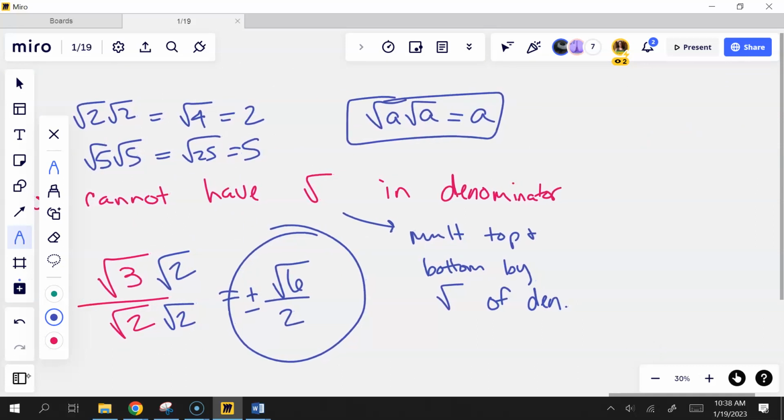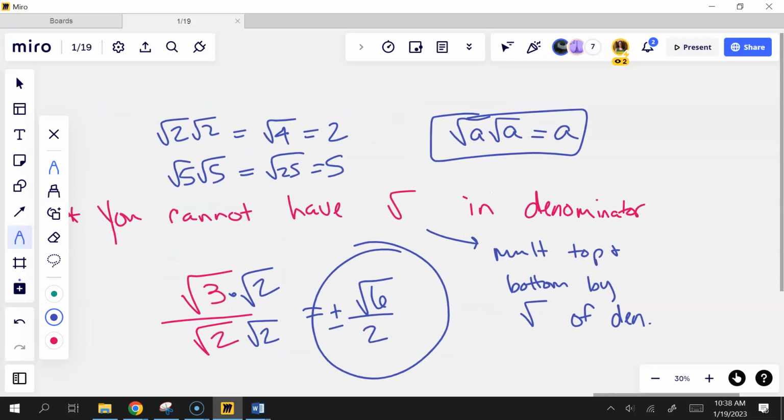Because it didn't split up any, so I had to multiply by square root of 2, right? So I used this property going backwards, the square root of a times the square root of b. I put them under the same radical. And then I would check to see, can I split it up at all?